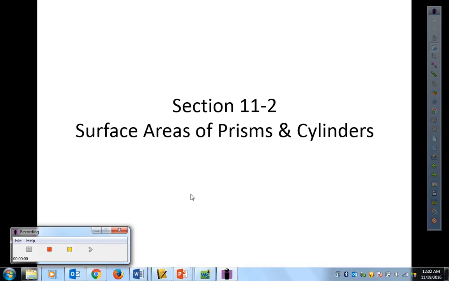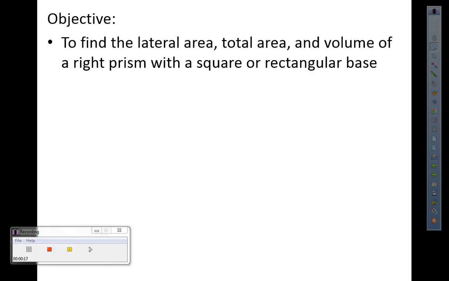Today we're going to look at the surface area of prisms and cylinders. We're starting a new chapter here, and this will be the last chapter for the semester, so the last chapter of geometry for a lot of you. Moving forward with surface area, we'll look to find the lateral area, total area, and volume of a right prism with a square or rectangular base.